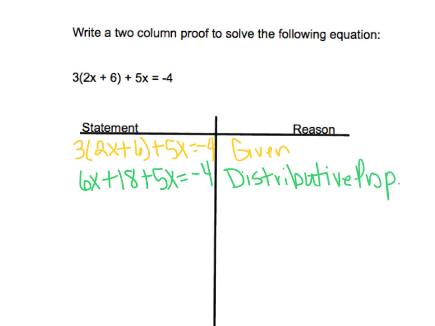Now I have some like terms that I can combine here. So 6x and 5x is 11x plus 18 equals negative 4. And the reason that we can do that is called combine like terms. I talked a little bit about that in the last video.